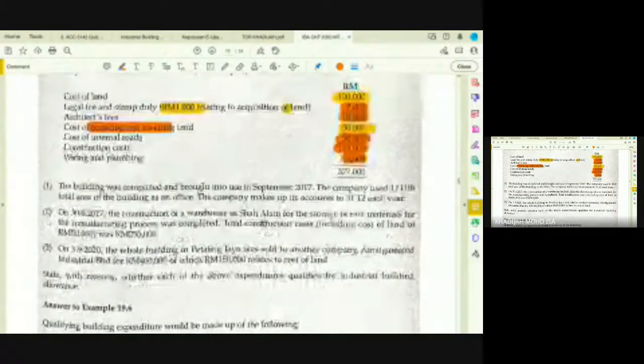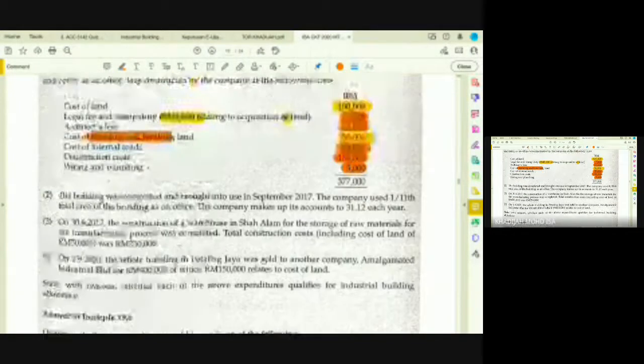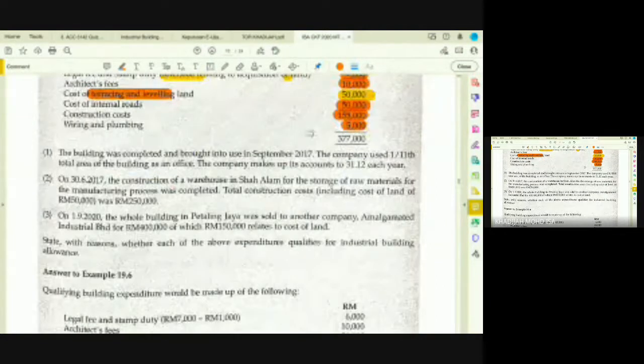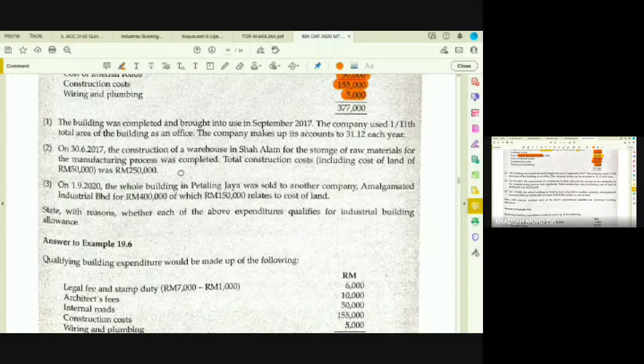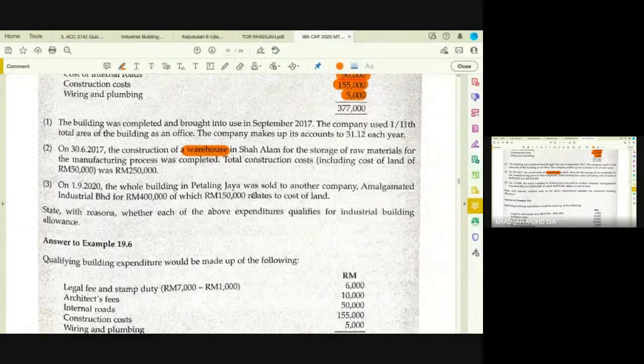So on 30th June 2017, the construction of a warehouse in Shah Alam. Initially the building is in PJ. Then the warehouse in Shah Alam for storage of raw material for the manufacturing process was completed. The total construction cost, including cost of land, was 250,000. So you have to decide whether this warehouse is part of the industrial building or not. On 1st September 2020, the whole building in PJ was sold to another company, Amalgamated Industrial Berhad, for 400,000, of which 150,000 relates to cost of land.